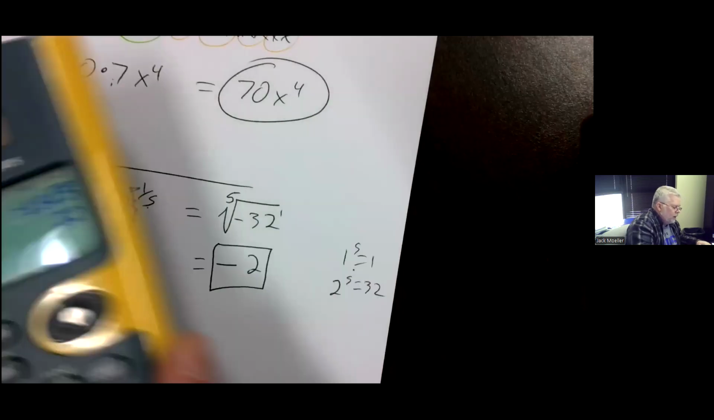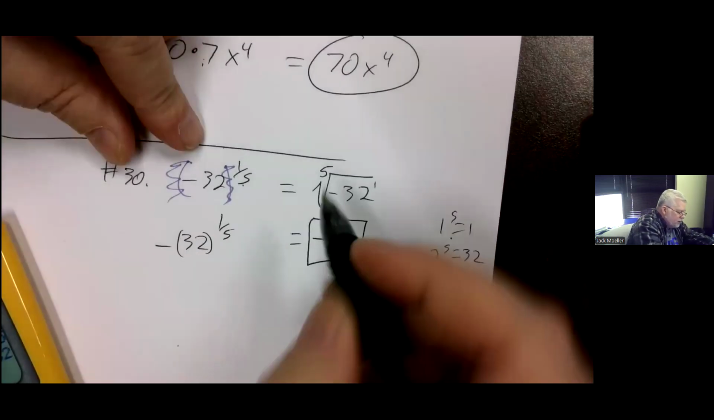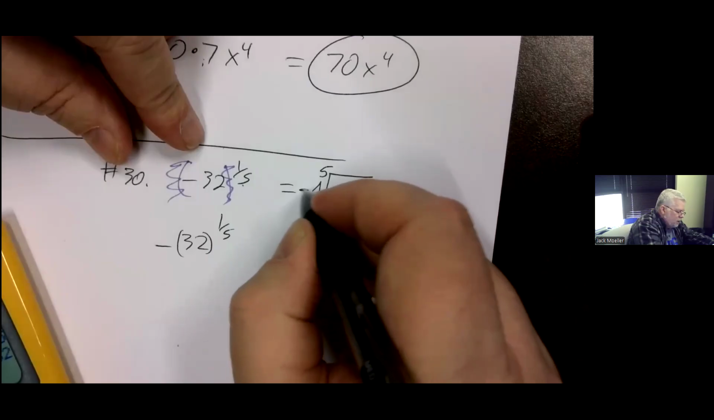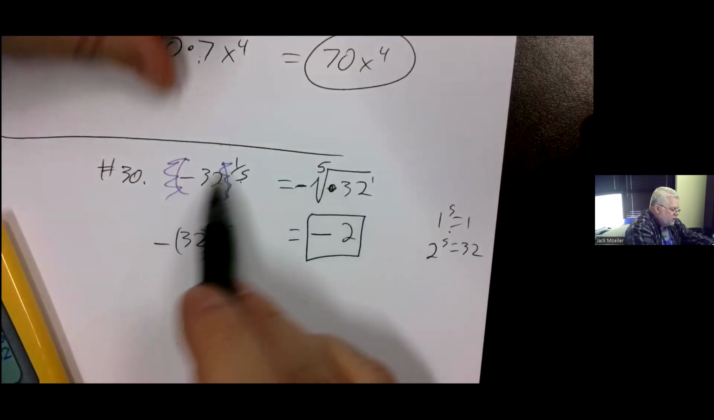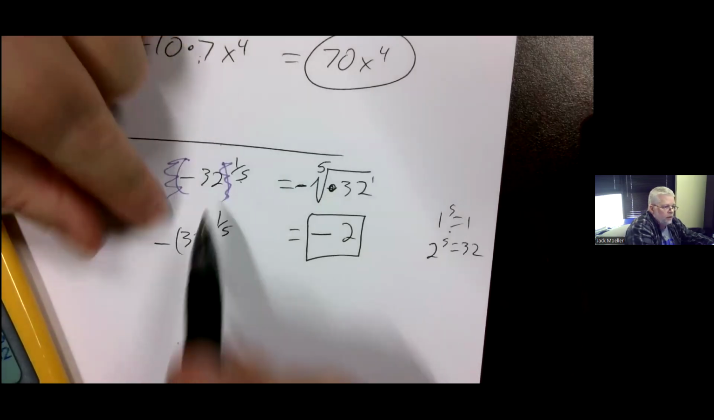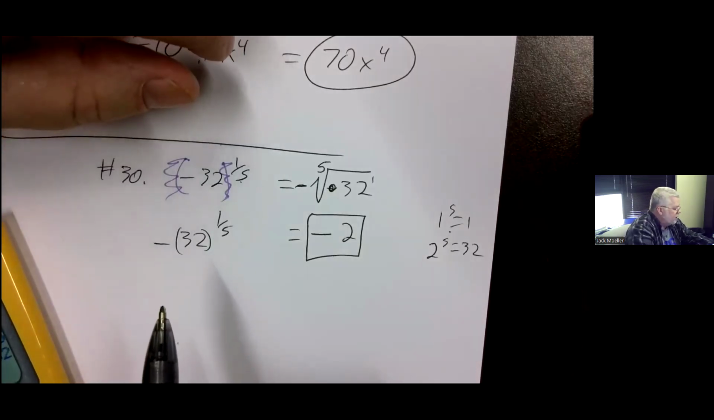Actually, now that I'm saying that, I realize that since there is no parentheses, I did that wrong. That negative should have been on the outside. The only reason that negative should have been on the inside is if there were parentheses around the negative. Can't believe I did that.